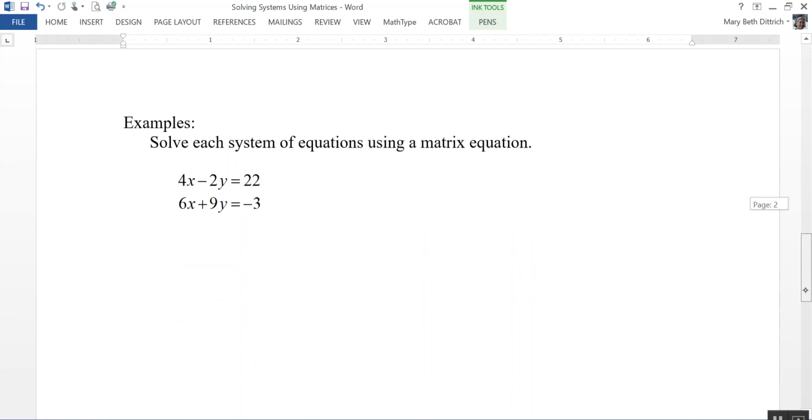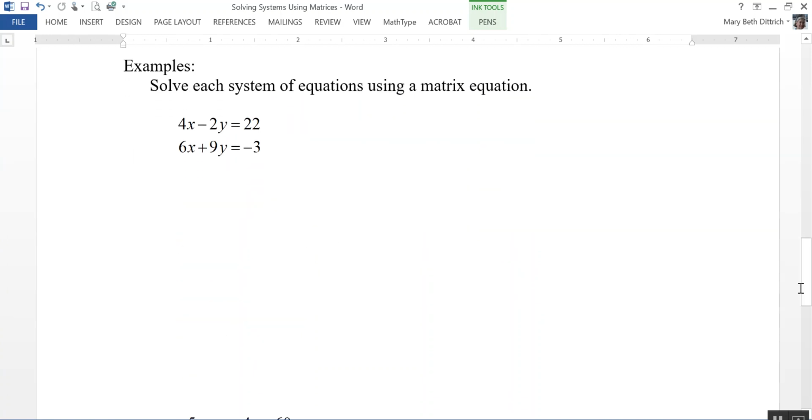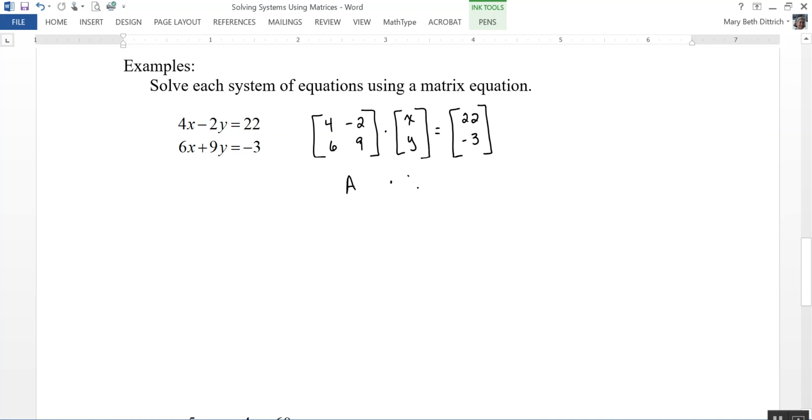Let's start with a system of two equations. So the first thing I want to do is rewrite my coefficient matrix, 4, -2, 6, and 9. And I just pulled the coefficients off of x and y. And that's going to be multiplied by my variable matrix, and my variables are x and y. And that's going to be equal to my constant matrix, which are the numbers to the right of the equal sign, so 22 and -3. So this is matrix A times matrix X is equal to matrix B.